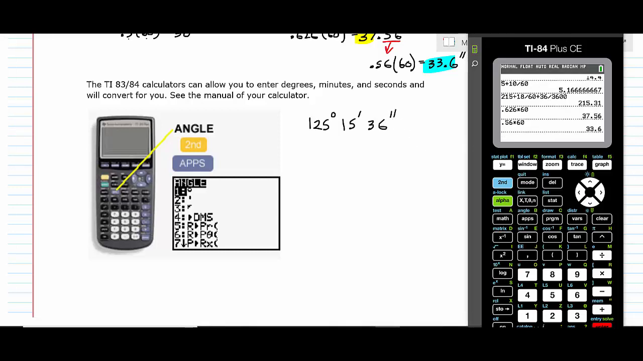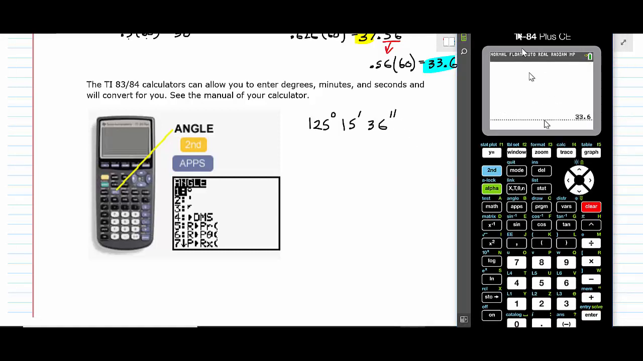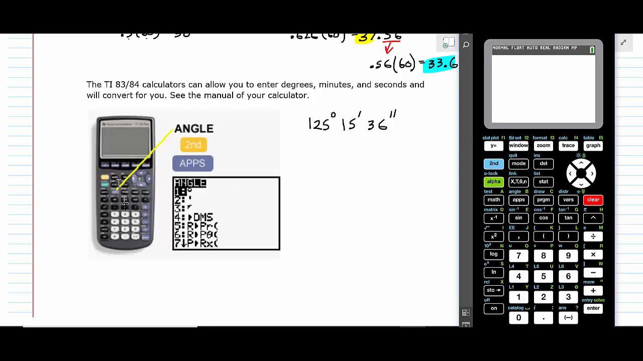Let me show you how to do this. The first thing you've got to do is find the apps button. On your calculator, you have an apps button right here, and above that it'll say angle. To activate the angle menu, you go second apps. Then that's where you're going to find this menu. So that's your degree, and then that right there is your minutes. Now the seconds are not on there.